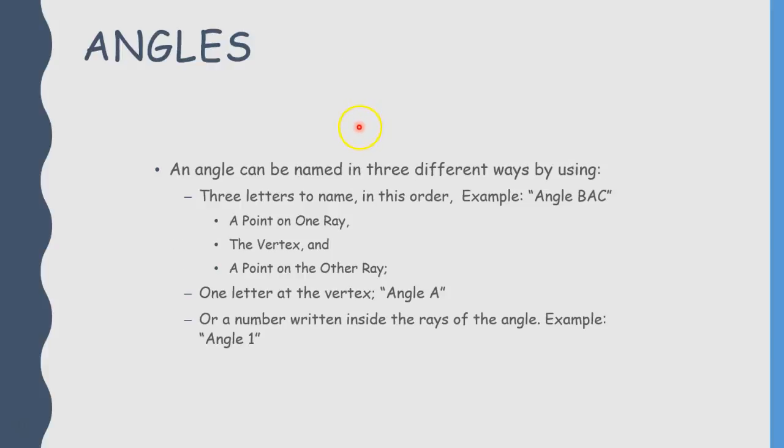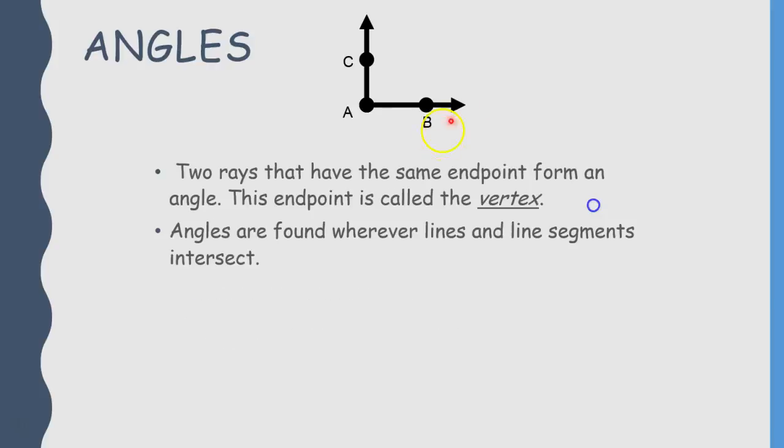So an angle can be named in three different ways. You can use the three letters to name it. So angle BAC: a point on one ray, the vertex, and then a point on the other ray. If you remember, A was the endpoint for both of those. You take a point from here, you say the endpoint, and then you say this point. So you could say this is angle BAC or angle CAB.